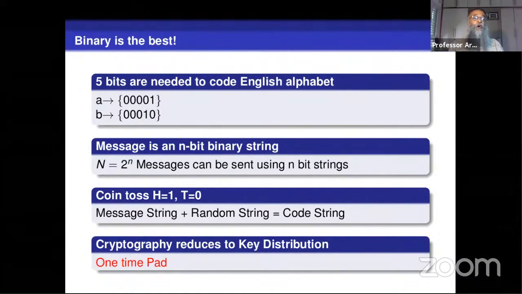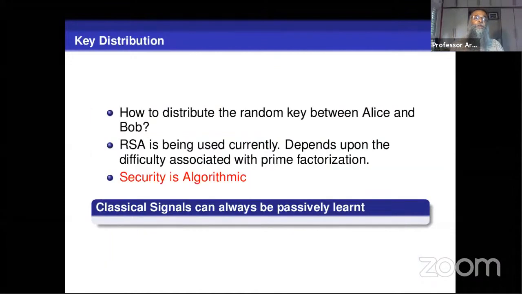On the other hand, if Bob has the random string, which was the key string, he can subtract it from the code string and get the message string. I'm repeating what I said in the earlier slide, using more technical language of binary. This is called a one-time pad. So one-time pad is fundamentally secure.